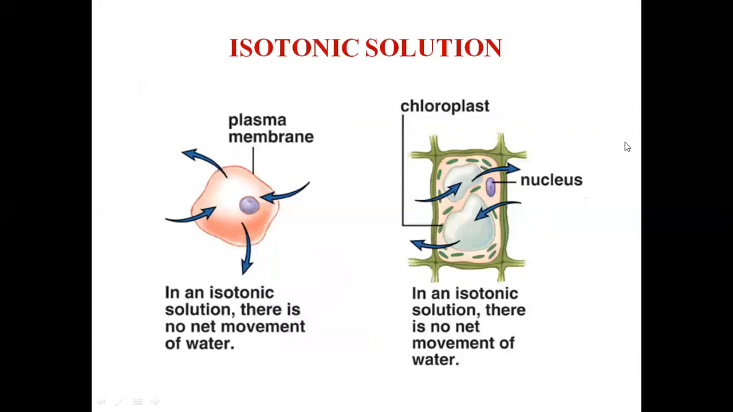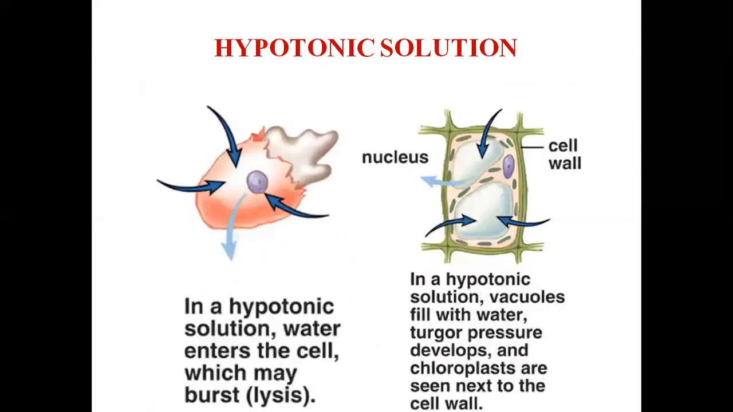So an isotonic solution, we can explain here, with a plasma membrane. In an isotonic solution there is no net movement of water from outside to inside or inside to outside, because both sides have equal concentration of solute. In a chloroplast too, in an isotonic solution, there is no net movement of water.